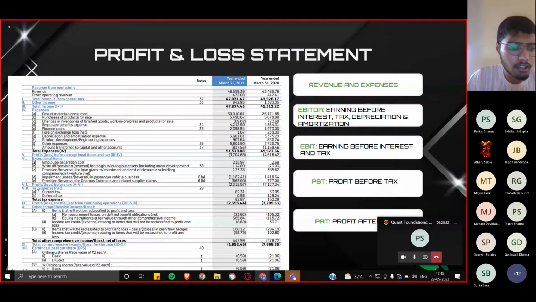Let's talk about what I mentioned about EBITDA. They have added depreciation and amortization here. Suppose they delete it from here, then it will be revenue minus expenses. They come up with the EBITDA, and then if they subtract the cost of depreciation and amortization from that, it comes to EBIT. But they have not done this in this format. If you see other statements, you'll see them in this format only.